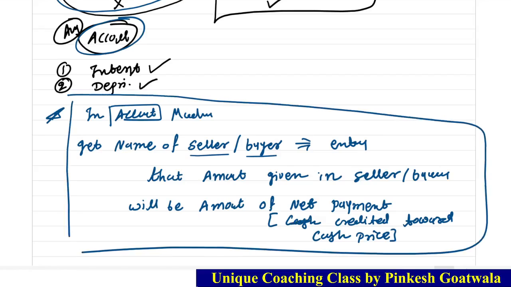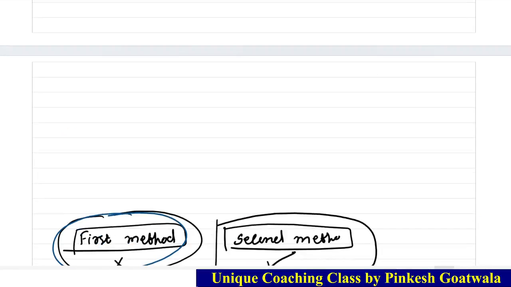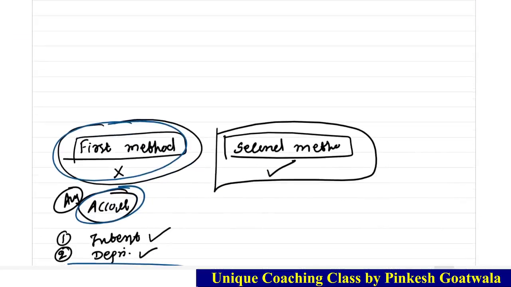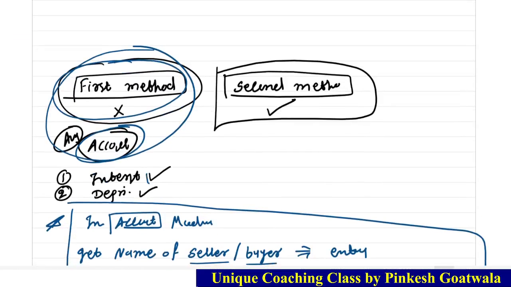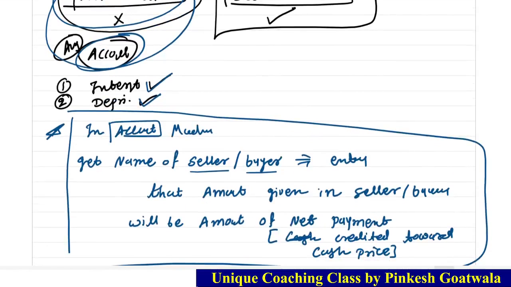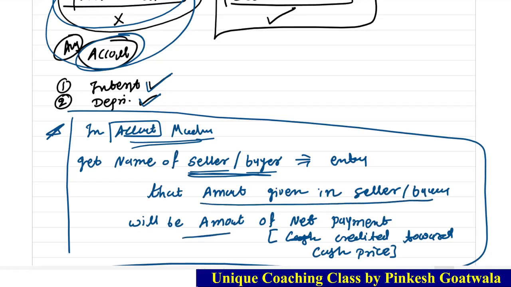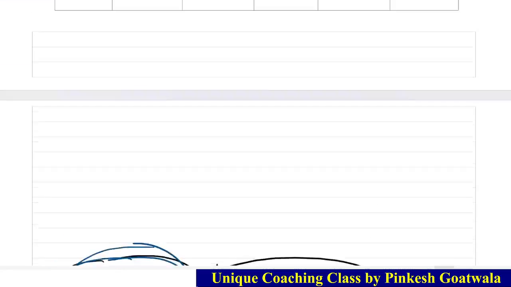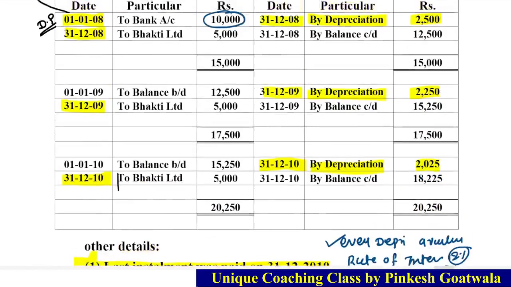Okay. In which case will you get the first method account in any sum? Then we can solve it based on the depreciation or interest values, if that is not possible. So if you get the seller or buyer name or buyer entry in that account, okay, the amount given against the seller or buyer will be the amount of net payment. Which amount will be on the name of seller and buyer? It is the amount of net payment.